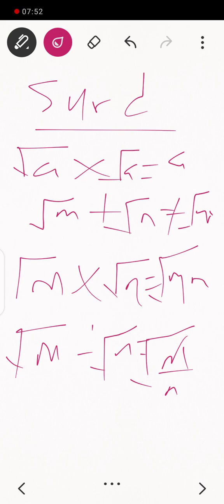Surds are very simple. And the most important thing in surds is that you should know how to rationalize. So I'm going to teach you rationalization. Very, very simple. So what is rationalization? You want to take the root away from the denominator. That is rationalization. So whenever you want to do that, you do what? You rationalize.